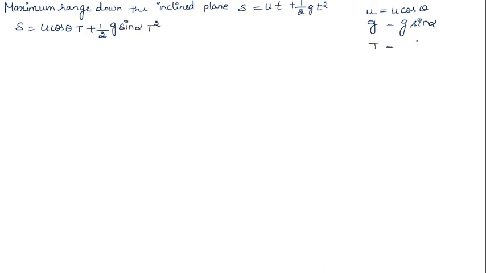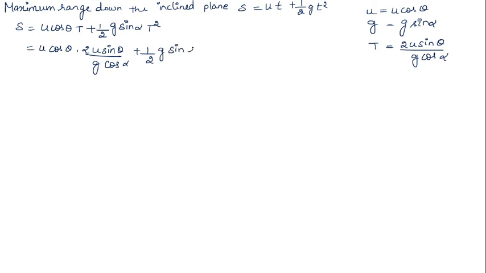Substitute your t, which we found is 2u sin theta divided by g cos alpha. So I'm going to substitute this here. It will be u cos theta into t, which is 2u sin theta divided by g cos alpha, plus half into g sin alpha into 2 squared, which will be 4, u squared, and sin squared theta divided by g squared cos squared alpha. So the common term we can take outside.